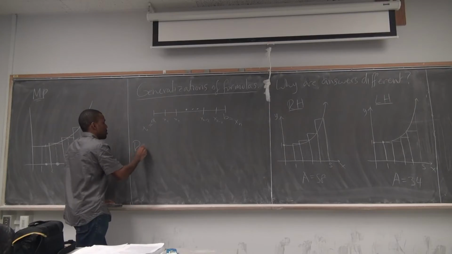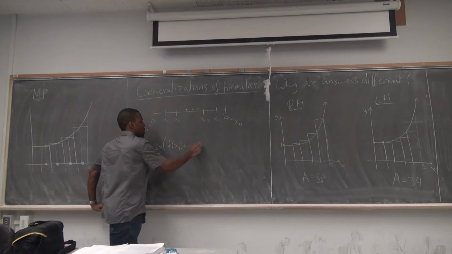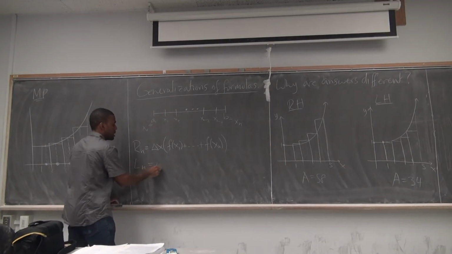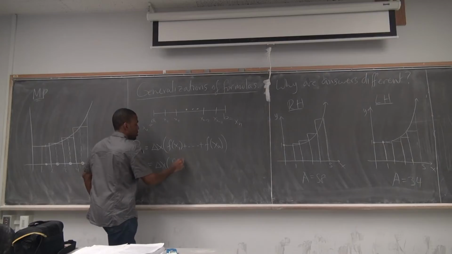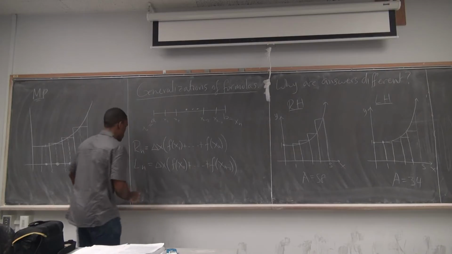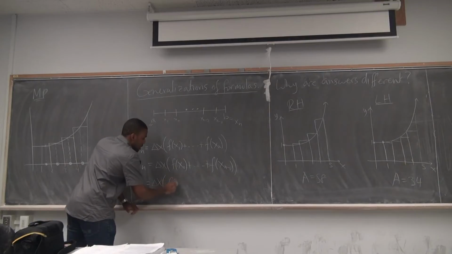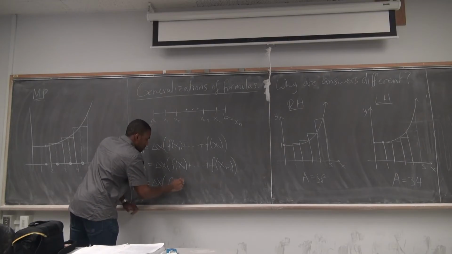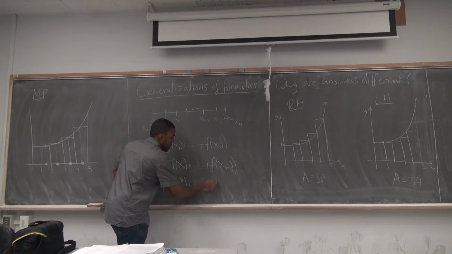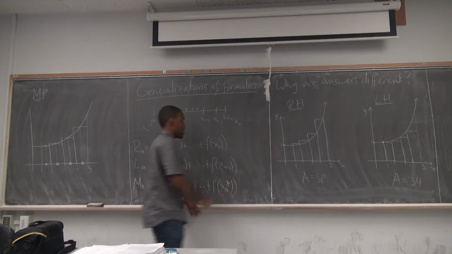And so based on that labeling, your Rn will always be delta x times f of x1 plus all the way up to f of xn. Whereas your Ln will always be delta x times f of x0 plus all the way up to f of xn minus 1. Your Mn will be delta x times f of x1 star plus all the way up to f of xn star.